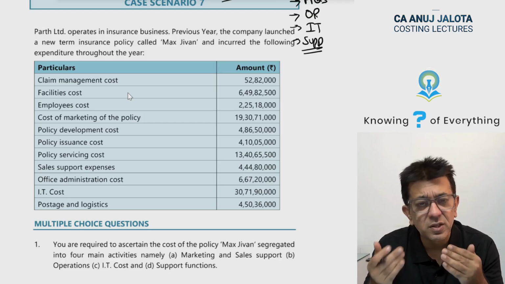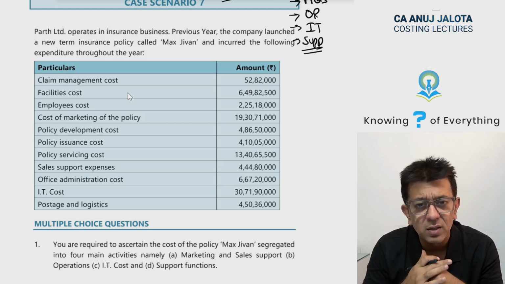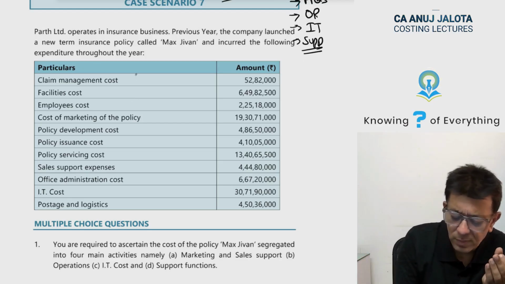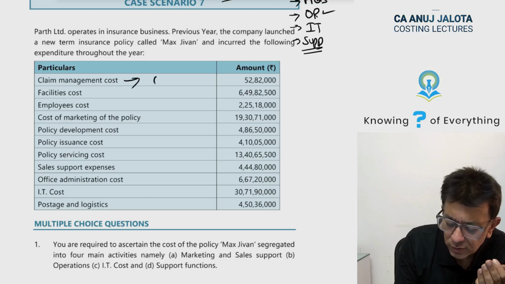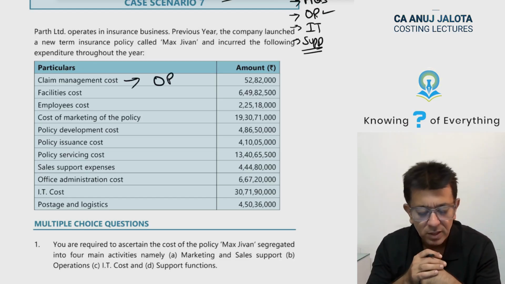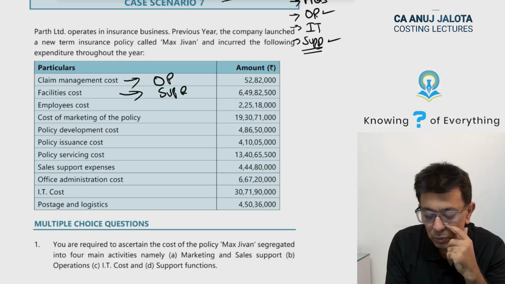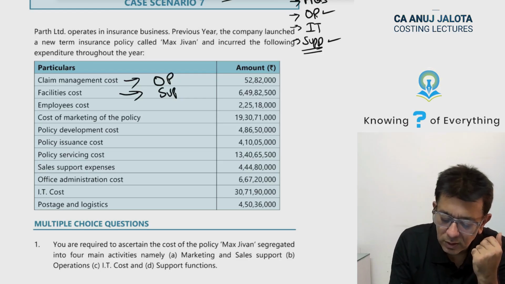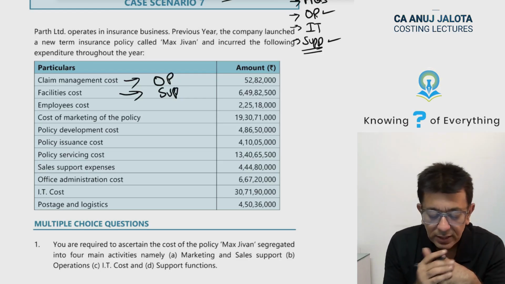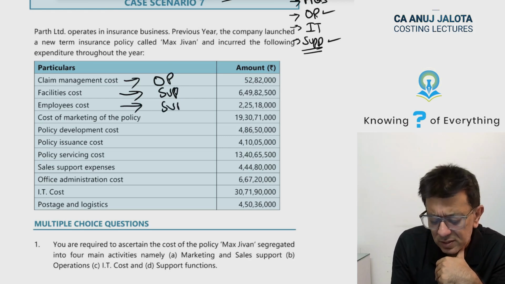Then in that case, people will start to claim also. So therefore, those things will be coming as part of your operations over here. I'll write down operations, okay. Facilities cost. I guess facilities cost should be part of support here. Support. I'll write down SUP only. That's okay. Further, employees cost, again I guess a support function only.